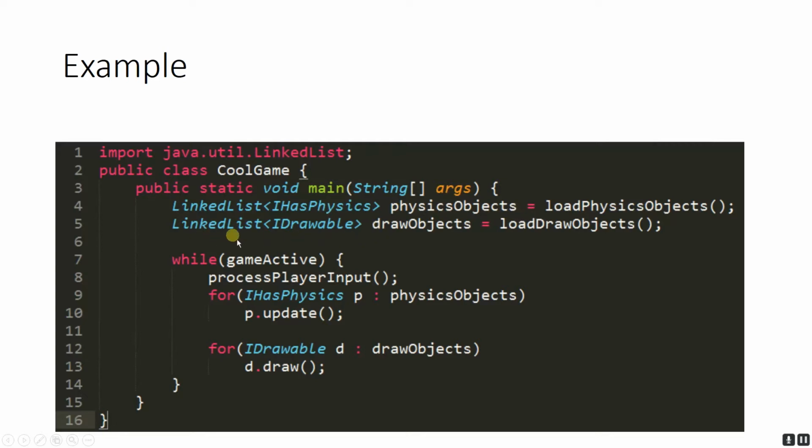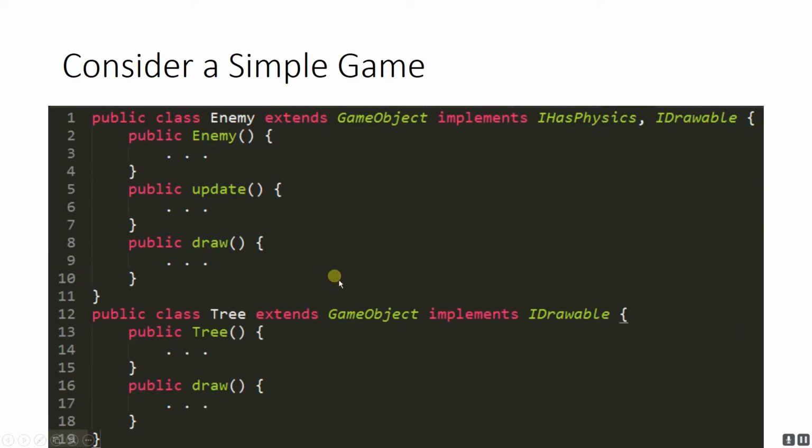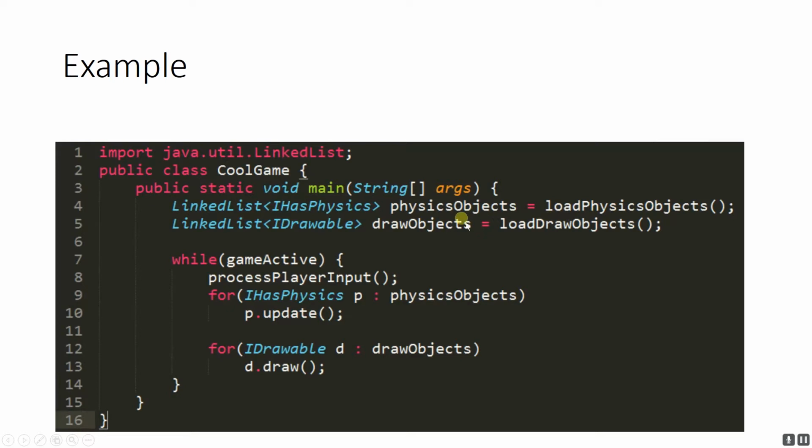We do the same thing with all of our drawable objects. So this method here will load all of the models, all the sprites from a file. And from there it returns a linked list of iDrawable, which we call drawObjects. So at this point, we know that based on our previous view, where we saw that tree had iDrawable and enemy had iHasPhysics and iDrawable, we can assume that drawObjects has both enemy and tree in it. PhysicsObjects only has enemy in it. We don't know of any other classes which implement these interfaces.